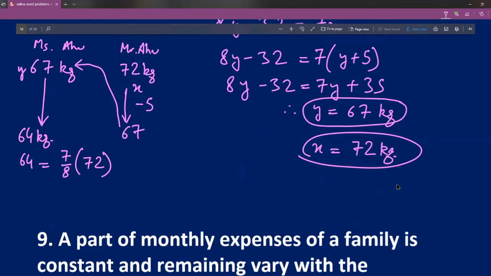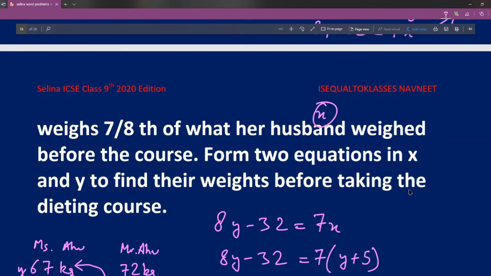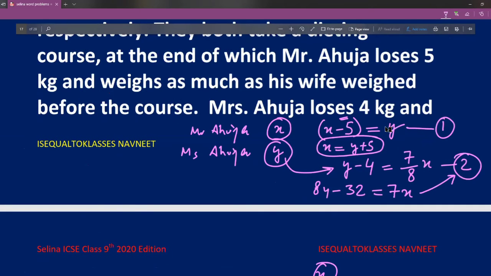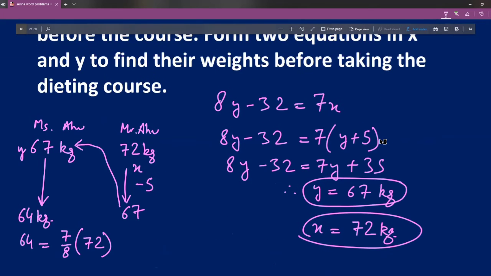So I think I have made a small mistake. Mrs. Ahuja loses 4 kg. She has lost 4 kg. So this should become 63. This should be equal to 63. Sorry for this. So 8, 9 the and 9, 7 the 63. So our answer is correct.